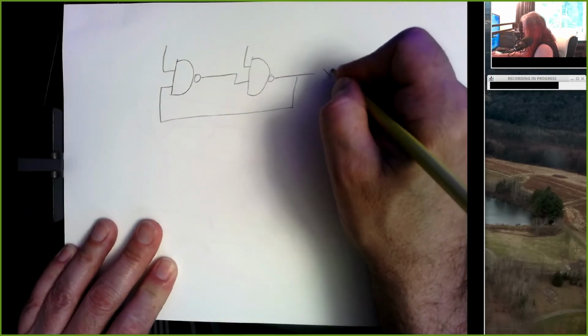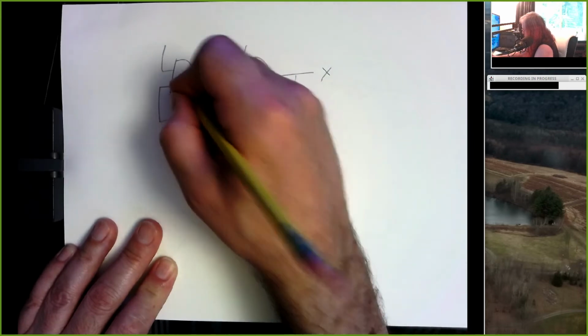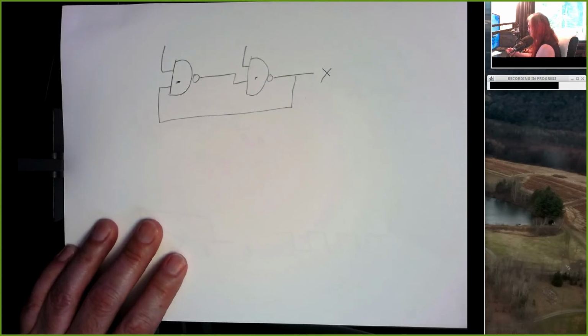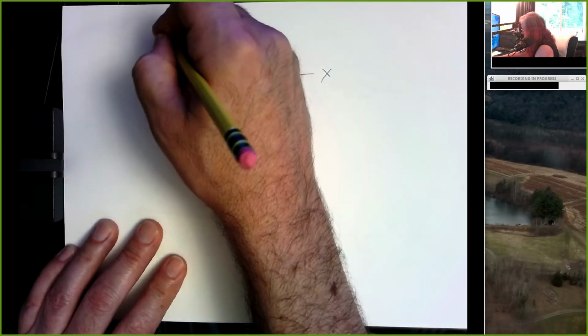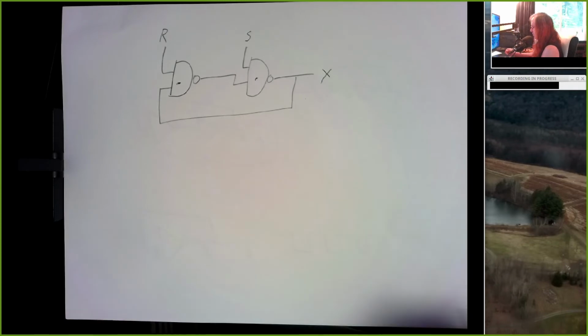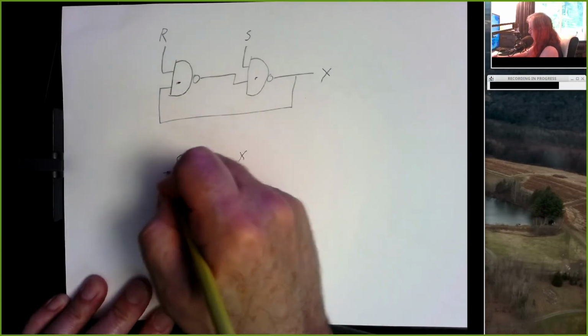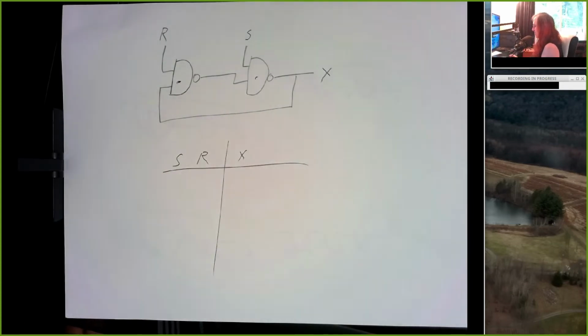And so here's going to be our output X. And there's a NAND gate, and there's a NAND gate. And I'm going to call this input S, and I'm going to call this input R. And let's look at what this circuit does.